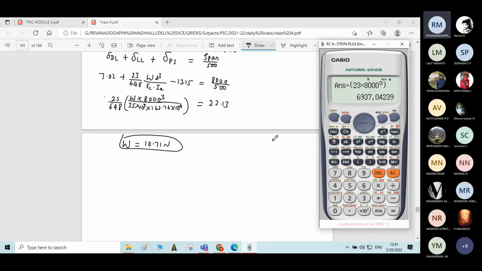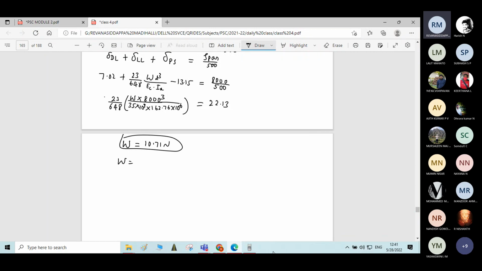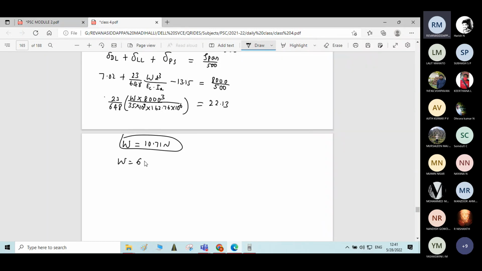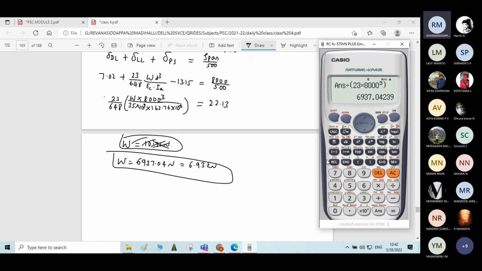Let me change the answer then. W is equal to 6937.04 Newton, or 6.93 kilonewton. Okay, 10.71 is not the answer. So the answer is 6.93 kilonewton. Let me recalculate it once again for confirmation.